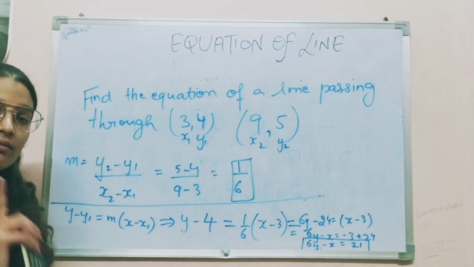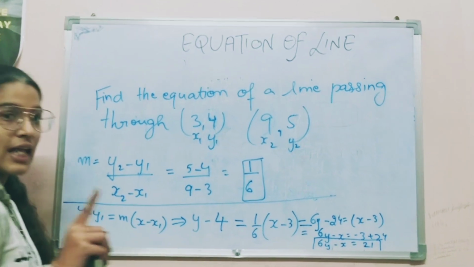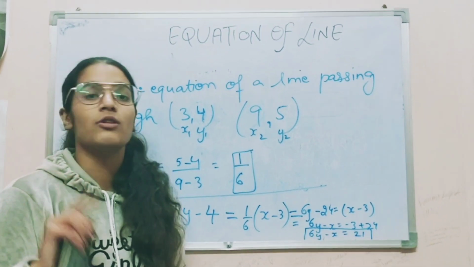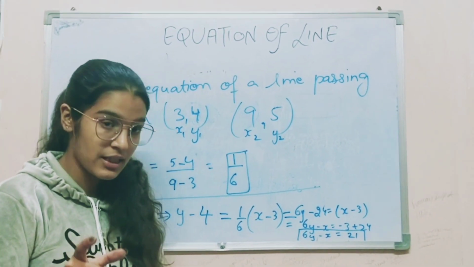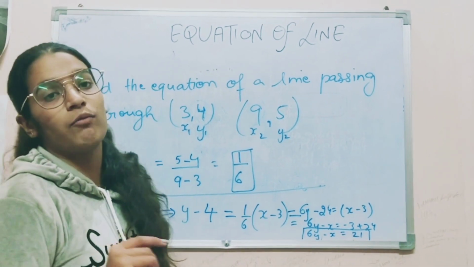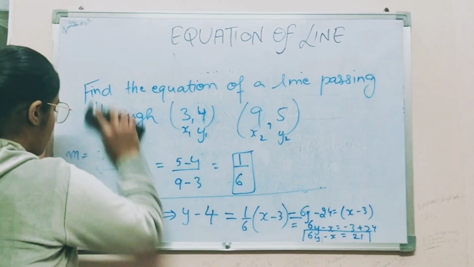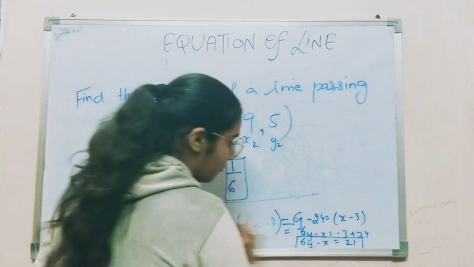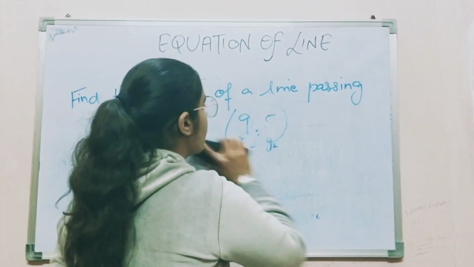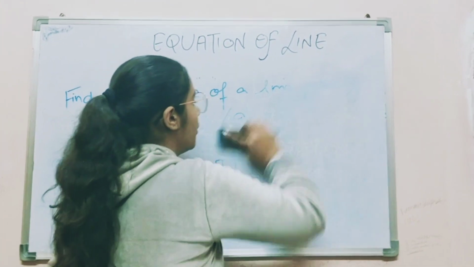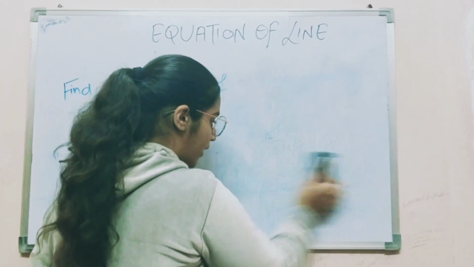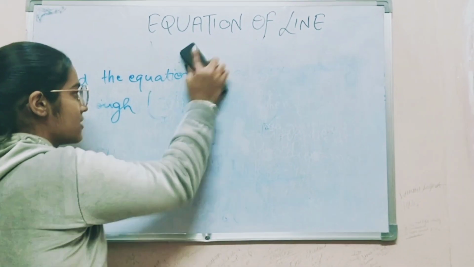If the value of theta is given to us, then we have to apply the formula of m equals to tan theta. And when the equation is given to us and we have to find the slope, then we have to use the third formula, that is y equals to mx plus c. Don't get confused, guys. So now let me discuss with you one very important point which is frequently asked.